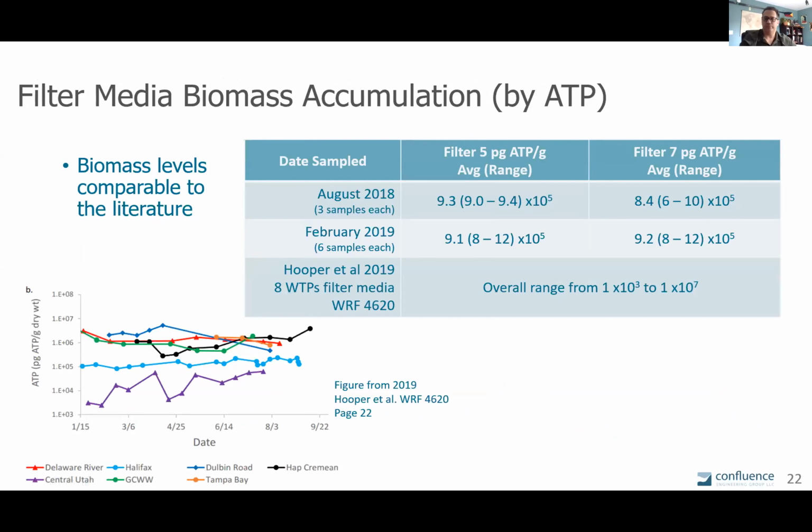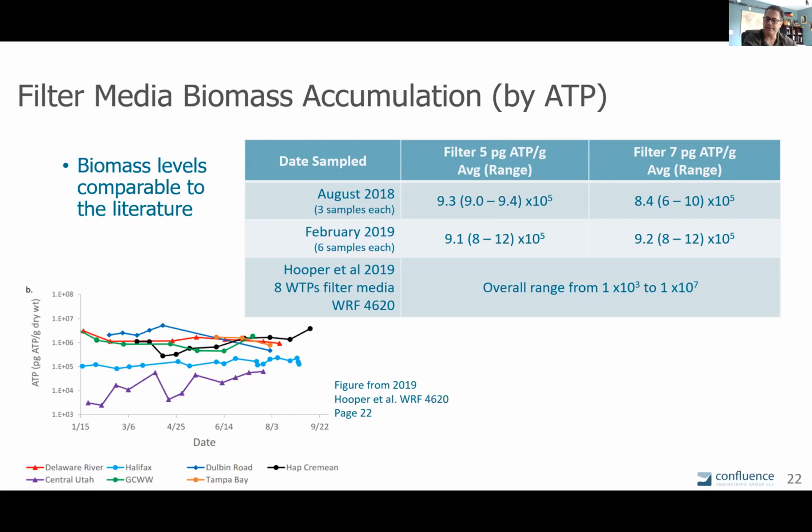So as a starting point, we took a look at ATP levels on the media at the filter. We have filter 5 in this table. In the middle column is filter 5 levels, the top 2 rows at the treatment plant. Filter 7 levels of ATP from the filter media sampled at the Harry Tracy plant, those top 2 rows, showed that the filter media is colonized about 10 to the 5 picograms per gram of media throughout that filter.